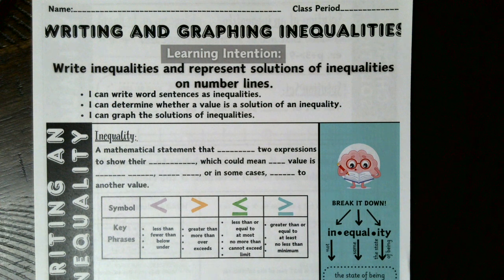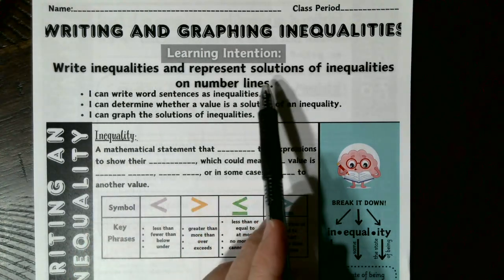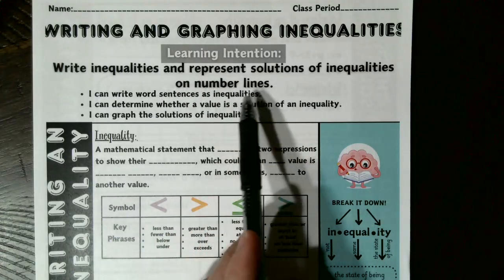All right, guys, we're going to jump into another section in Unit 4. We are moving right along. This section is on writing and graphing inequalities. So, what is my learning intention? The learning intention is to be able to write inequalities and represent solutions of inequalities on number lines.